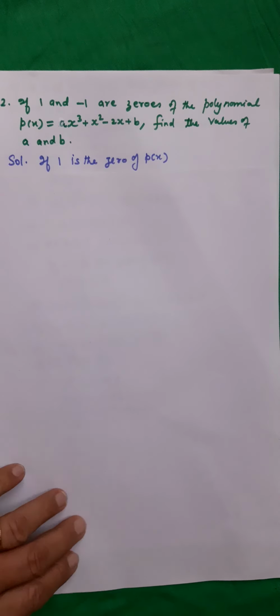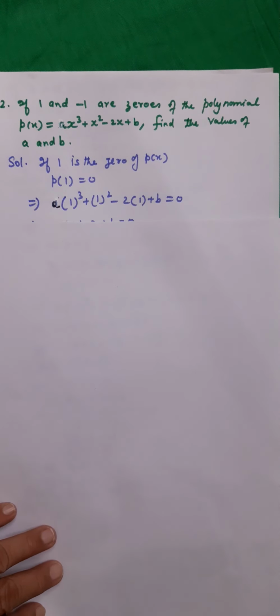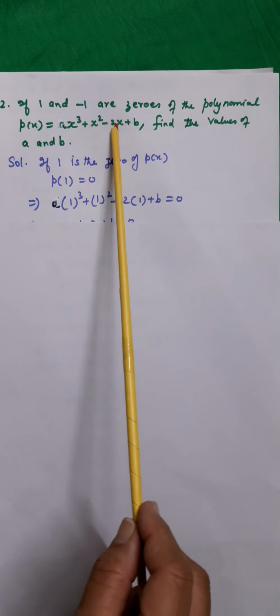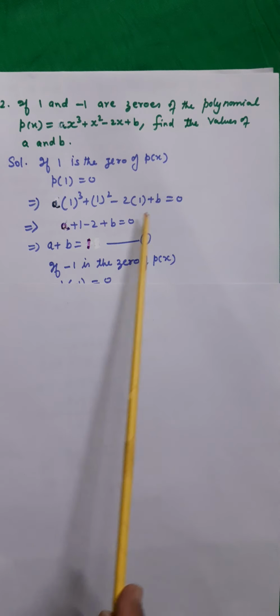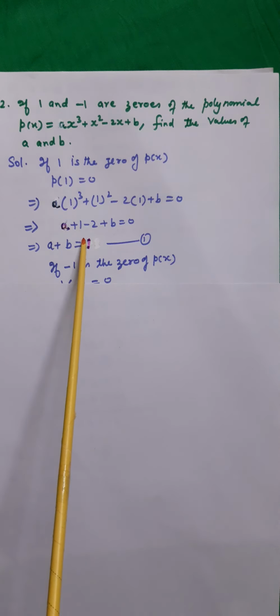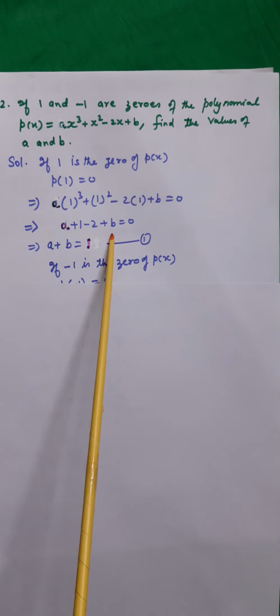If 1 is the zero of p(x), then p(1) will be 0. This implies a(1)^3 + 1^2 - 2(1) + b = 0. What I have done is just substituted 1 in place of x and then equated it to 0. This implies a + 1 - 2 + b = 0, which implies a + b = 1.